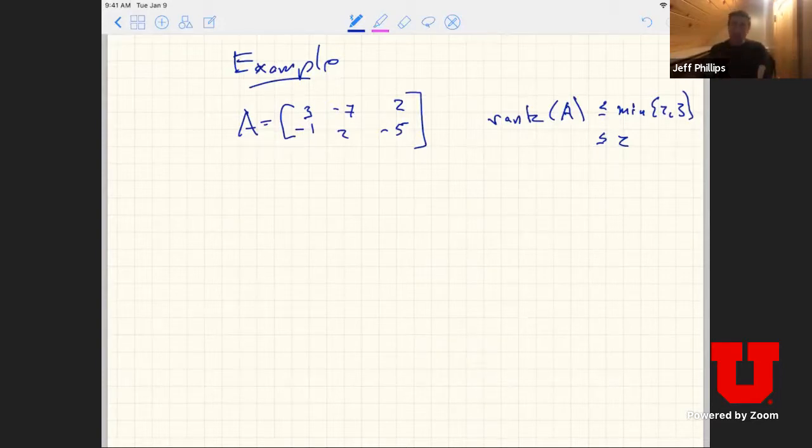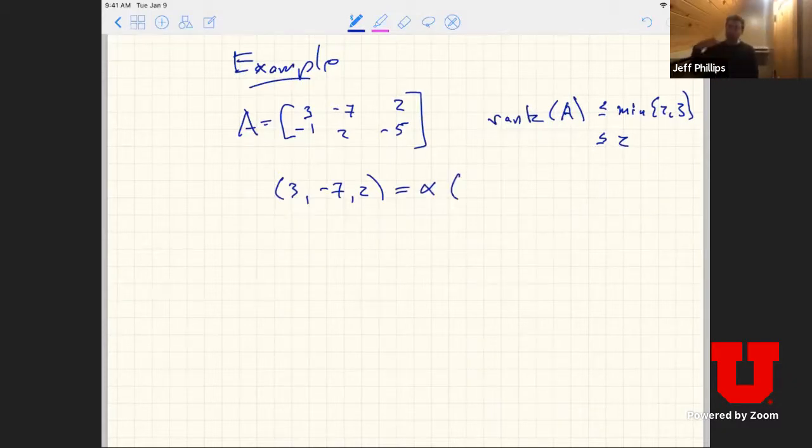So then the rank can either be 1 or 2. So we need to check if the rank is 1, and that's only going to be the case if the rows are linearly dependent on each other, which means one row is a multiple of the other. So let's check to see if (3, -7, 2), can I write some alpha so that this is equal to (-1, 2, -5)?